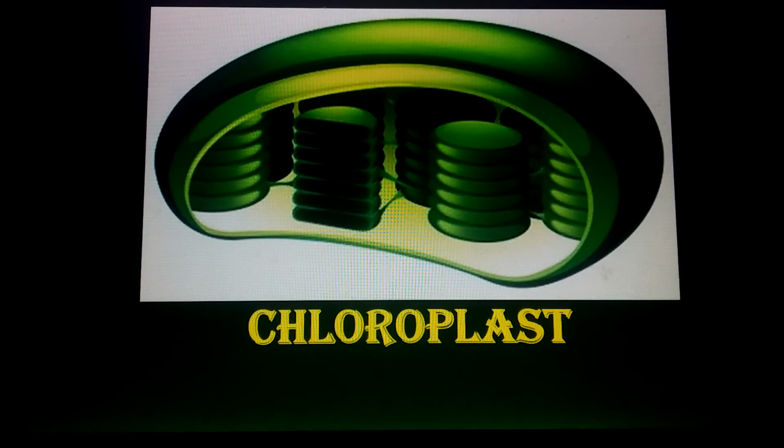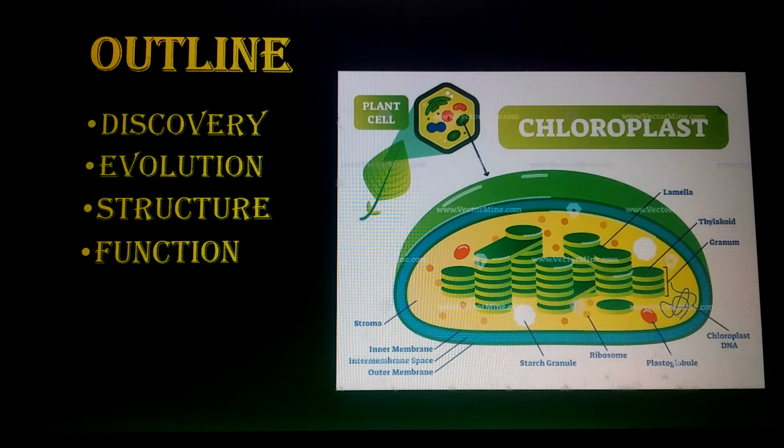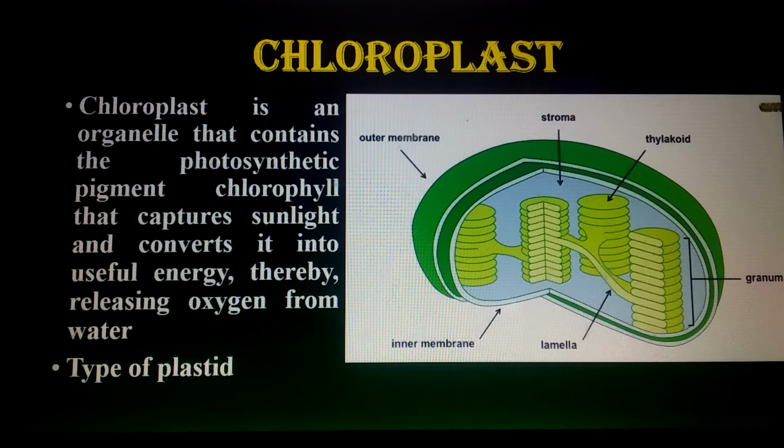Okay, now chloroplast. As you can see here, the beautiful structure of the chloroplast, and this chloroplast contains coin-like structures which are stacked upon one another. I will discuss in detail about all these things. So in this lecture, I will discuss the discovery, then evolution, then the structure, and then function of the chloroplast. So first of all, I will show you what basically the chloroplast is. Chloroplast is an organelle, which is the most important type of the plastids.